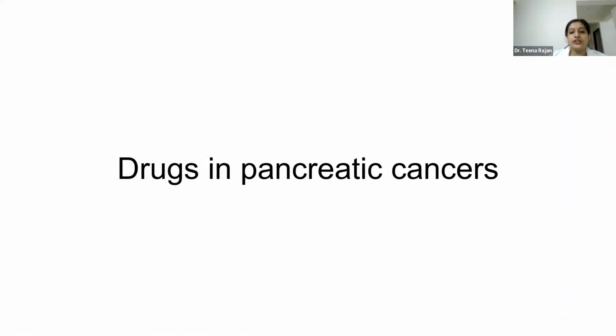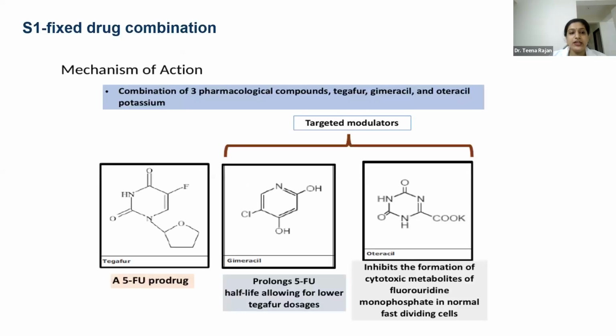Now coming to drugs that are used in pancreatic malignancy, majority of the drugs have already been covered along with your GI system. Certain drugs I'll be dealing with today is S1. So as we all know, it's a fixed drug combination of 3 drugs. Basically, you have tegafur, which is the active drug here. It's a prodrug which gets converted to 5-FU, which is a cytotoxic agent. And you have 2 modulators. One is gimeracil and another is oteracil.